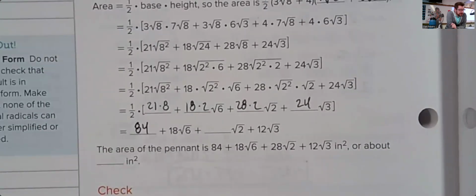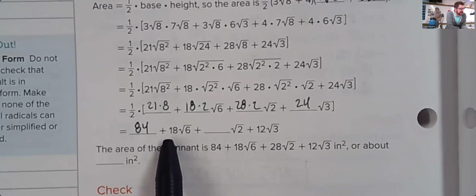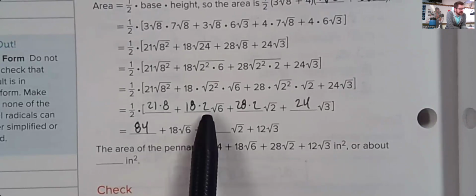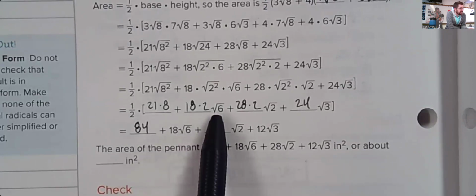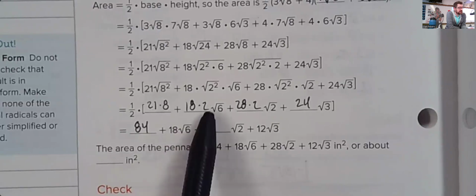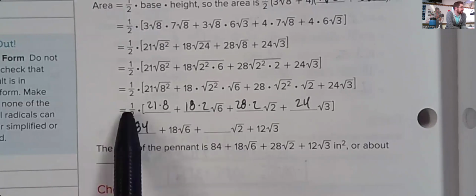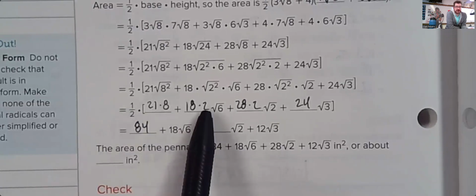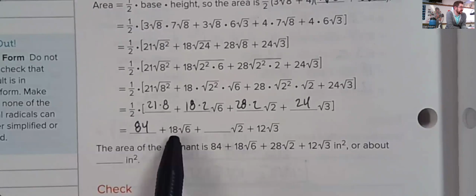And then it says plus 18 root 6. How do we get 18 root 6 here from 18 times 2 times the square root of 6? From this line to that line. Yeah. Why is the 2 gone? Yeah, because of the half. Or you could say 18 times 2 is 36, and then half of 36 is 18. Either way, but that's how we get that number.